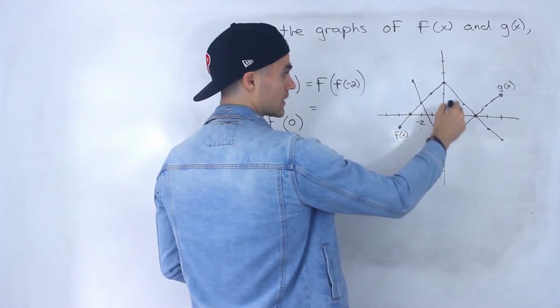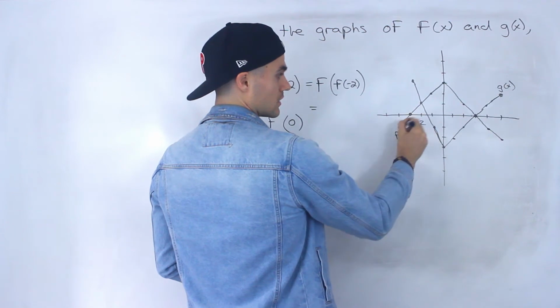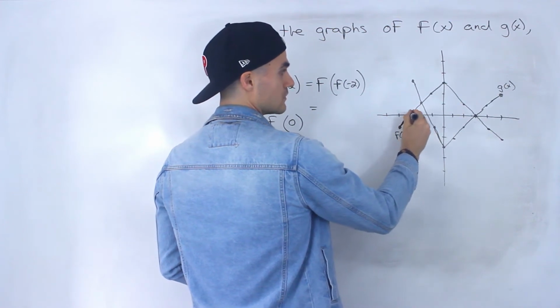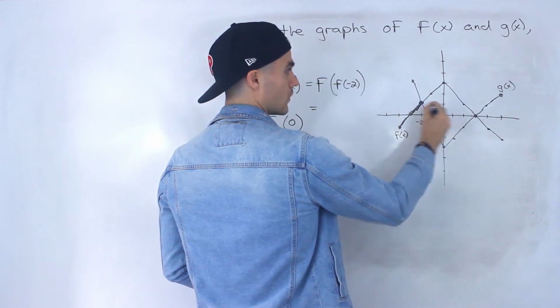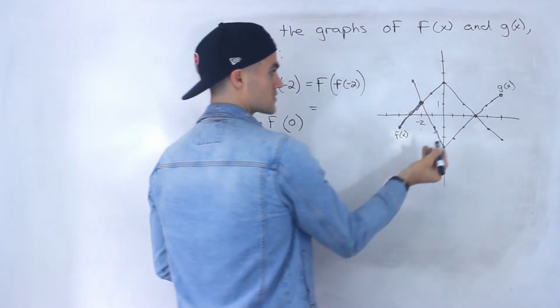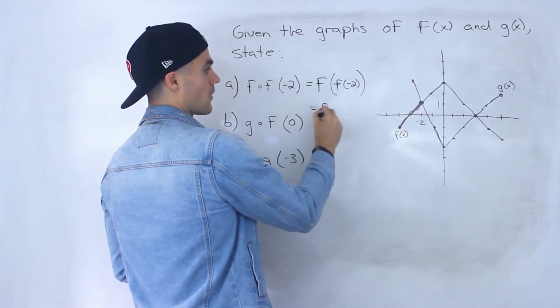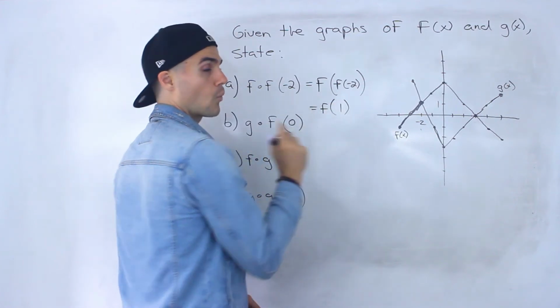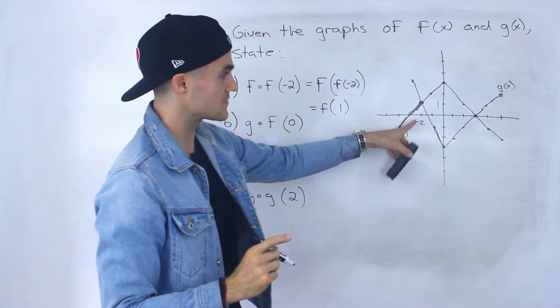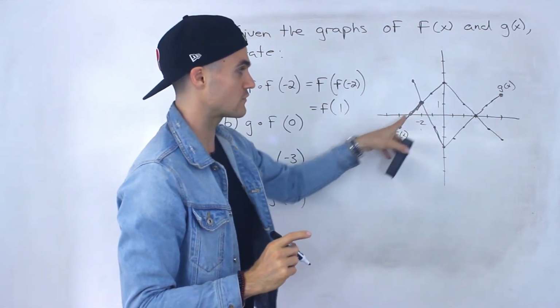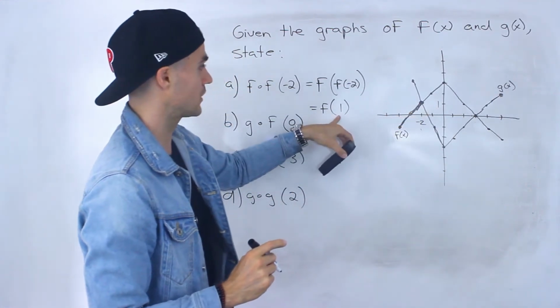These are all going up by 1s. Go on the f graph. F of negative 2, what's the y value? It's 1. So f of negative 2 is equal to 1. What's the y value at an x value of negative 2? On the graph f of x, it's a y value of 1, so we plug in 1 here.